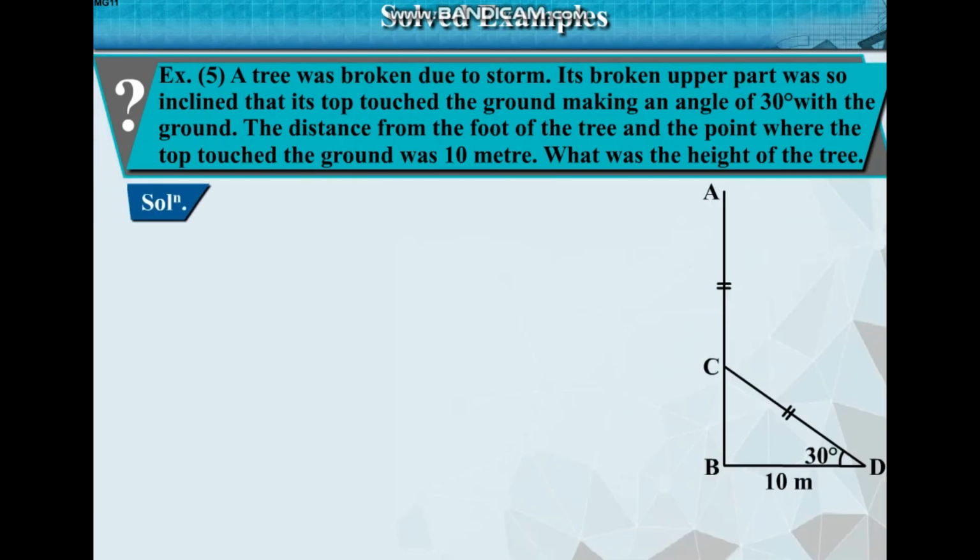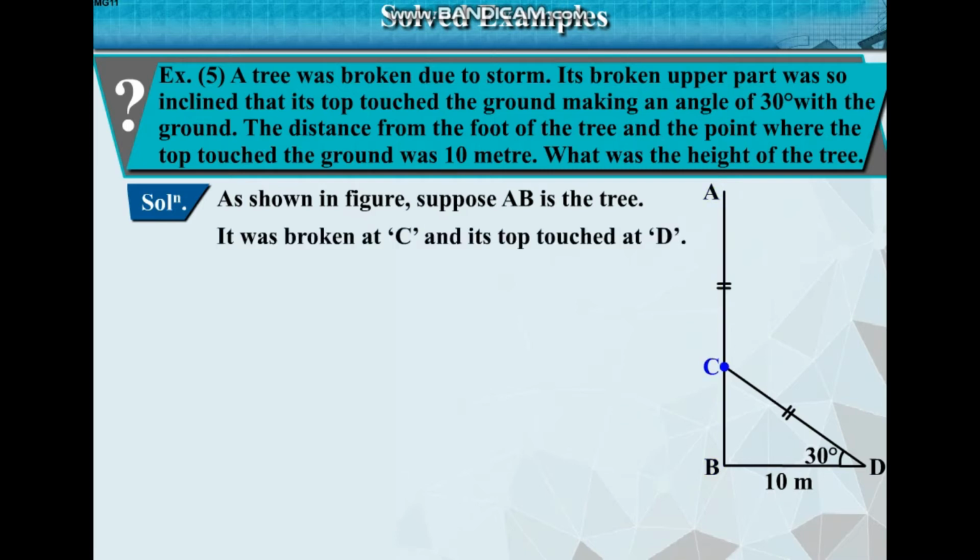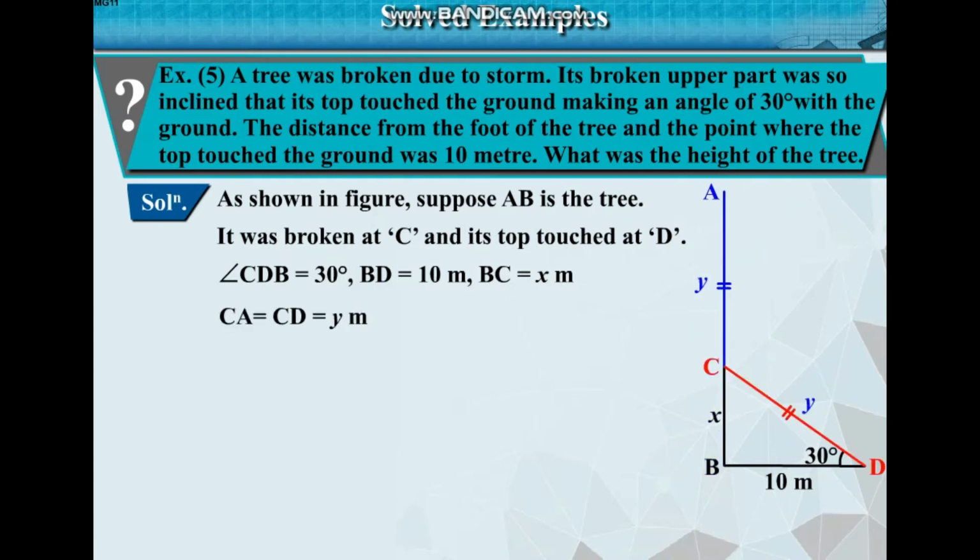Solution. As shown in figure, suppose AB is the tree. It was broken at C and its top touched at D. Angle CDB is equal to 30 degrees. BD is equal to 10 meters. BC is equal to X meters. CA is equal to CD is equal to Y meters.